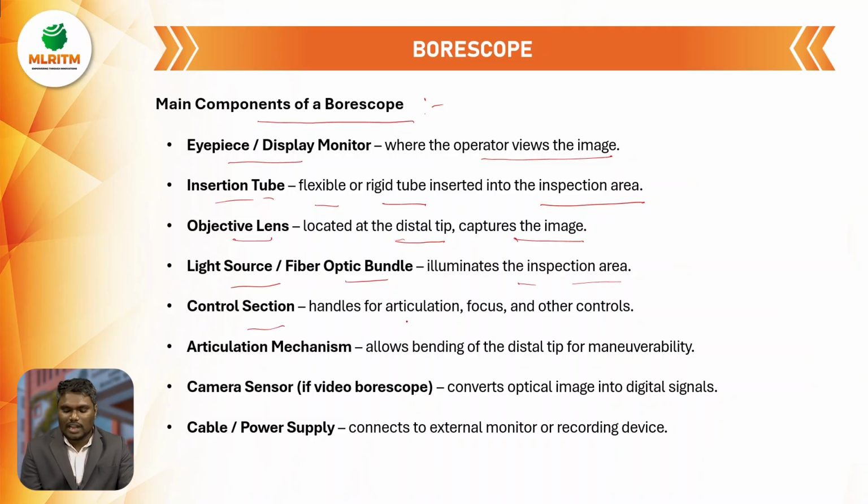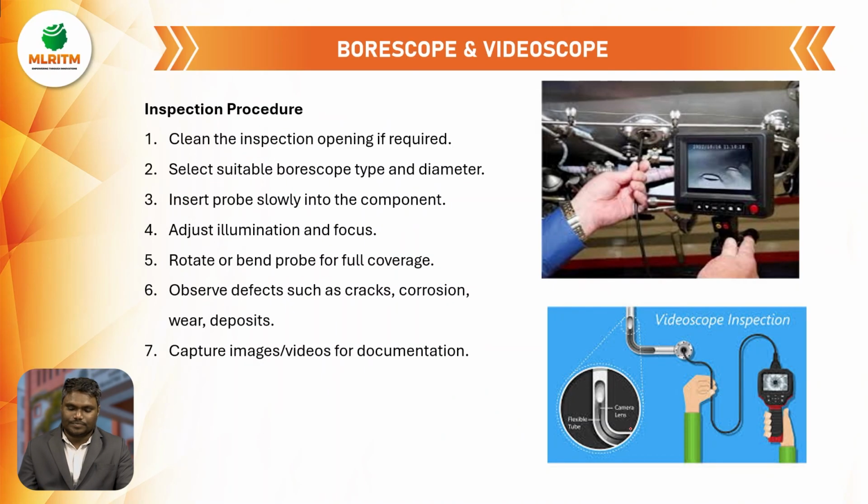The control section handles the articulation, focus and other controls of the probe, so that very minute defects and particles can also be found. The articulation mechanism allows the bending of the distal tip for maneuverability. And then the camera sensor, in the case of a video borescope, the camera sensor will be there. It converts optical images to digital signals. And it consists of a cable or power supply, which connects to the external monitor or recording device.